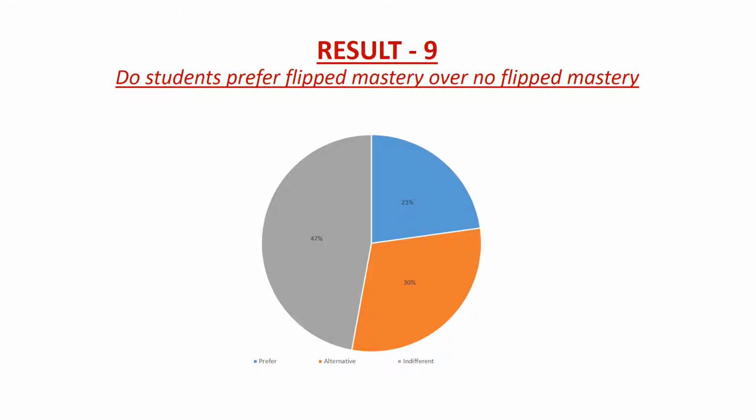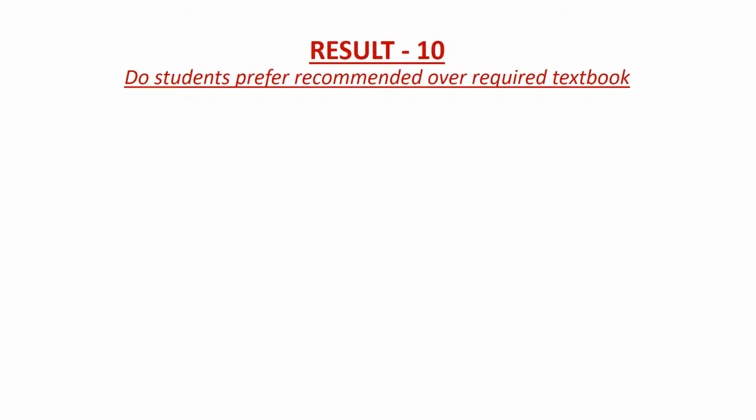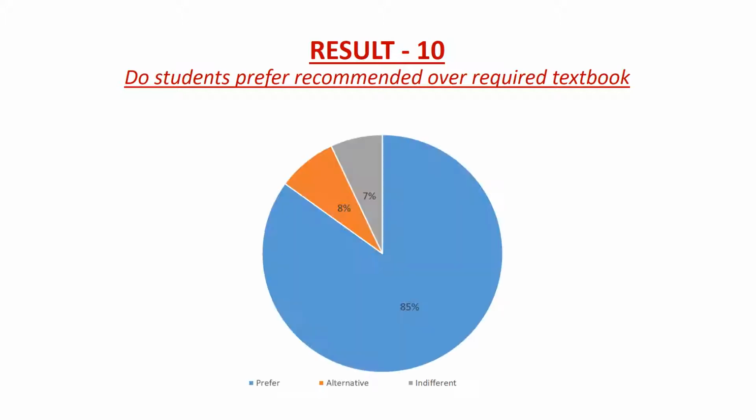The next question is, do students prefer flipped mastery? That is, they have to attain a certain level of learning before they can move on to the next assignment. And here we have a lot of split. Only 23% prefer flipped mastery over no flipped mastery. The last result for me is, do students prefer recommended over required textbook? And as you would expect, it is 85%.